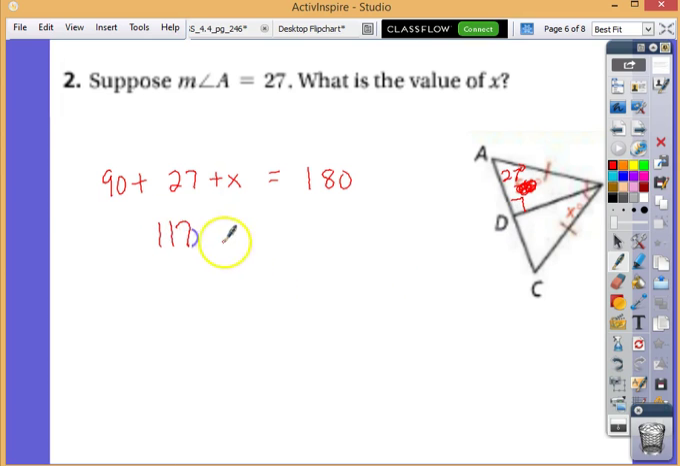So that would be 117 plus x is equal to 180. So what would x equal? 63.